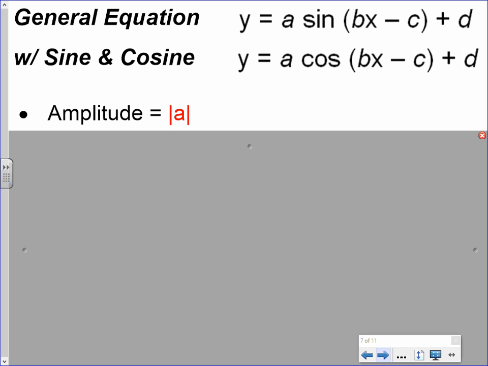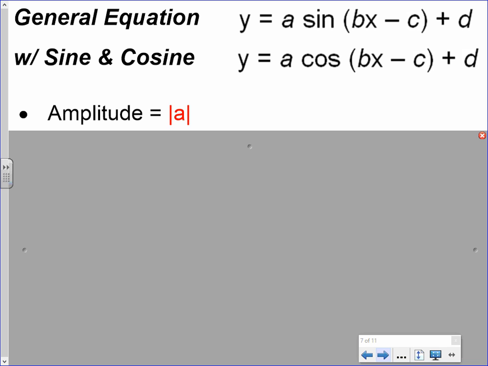What does it mean if there's a negative in front of our function? There's a reflection, and we'll talk about that more on Monday. But if we have a negative A, then the negative is giving us a reflection, and then A without the negative is going to give us the amplitude.